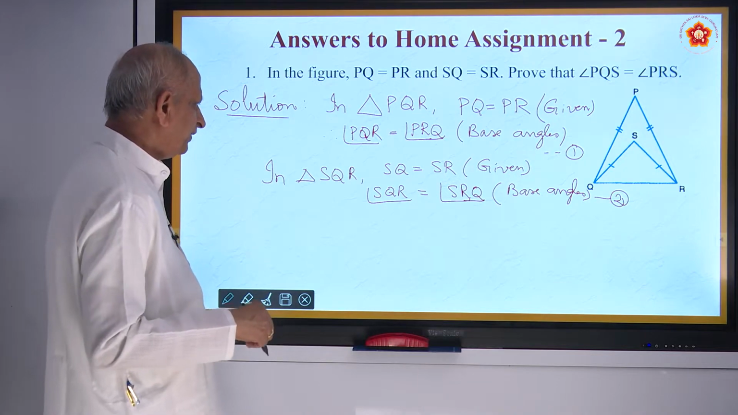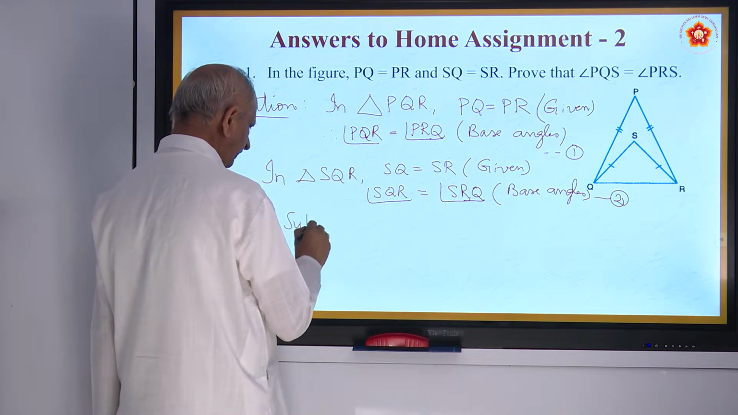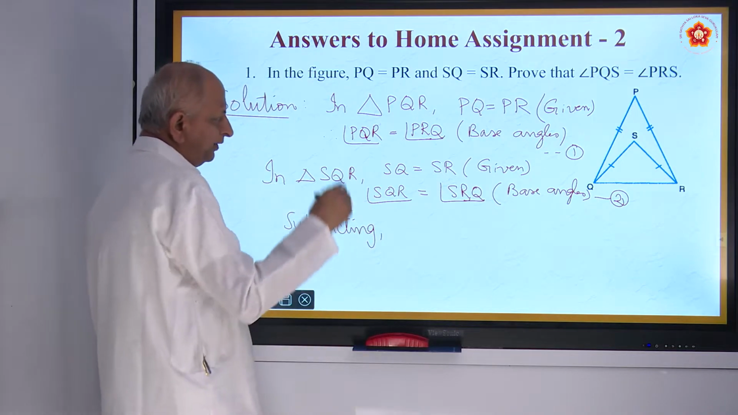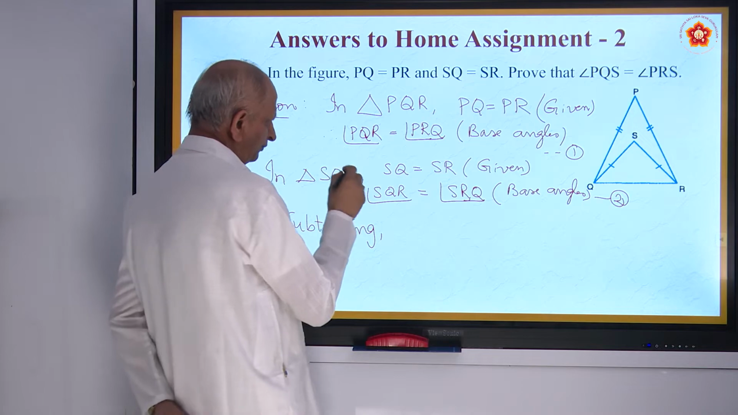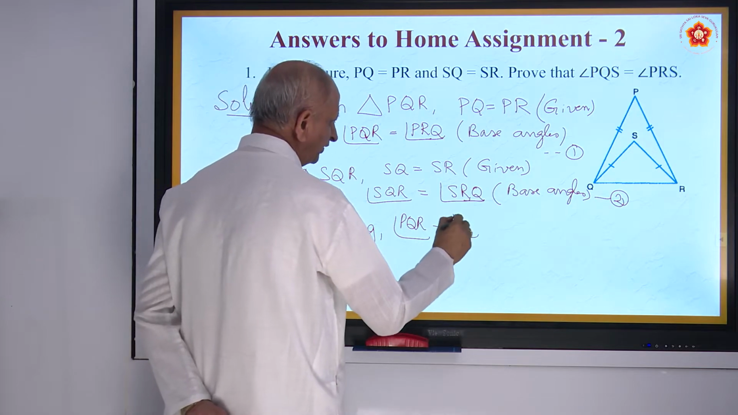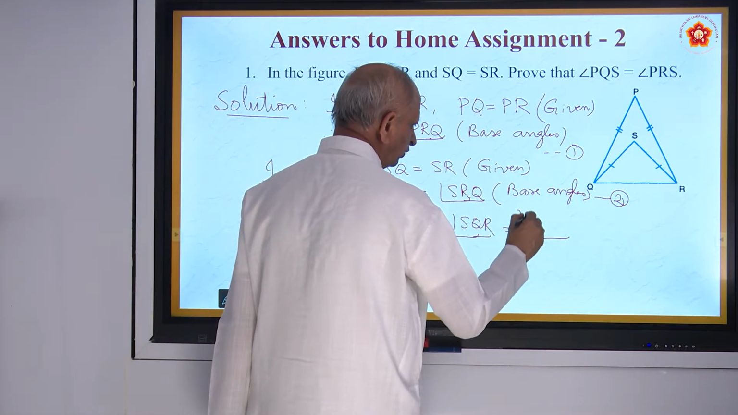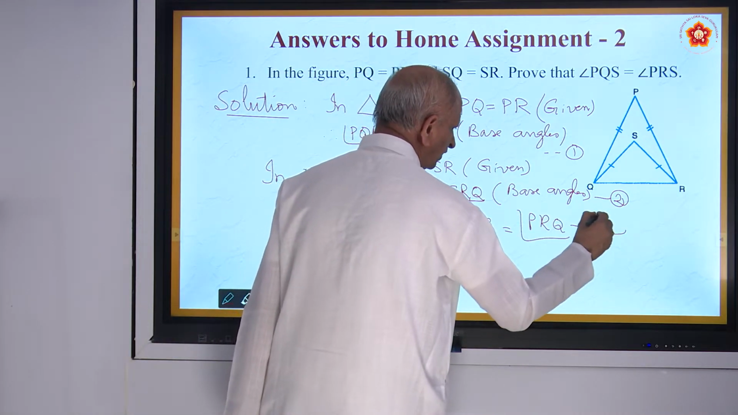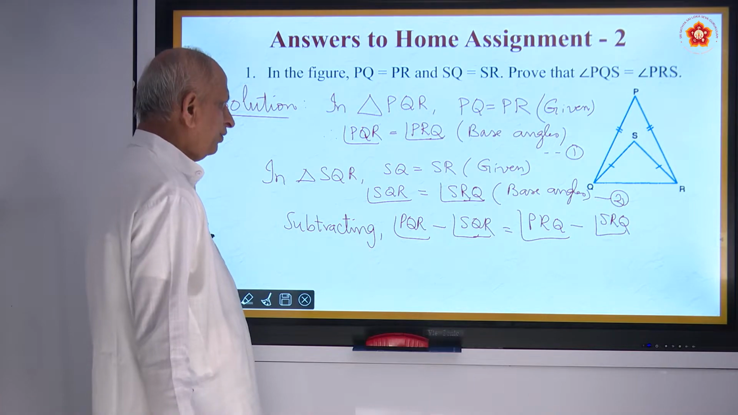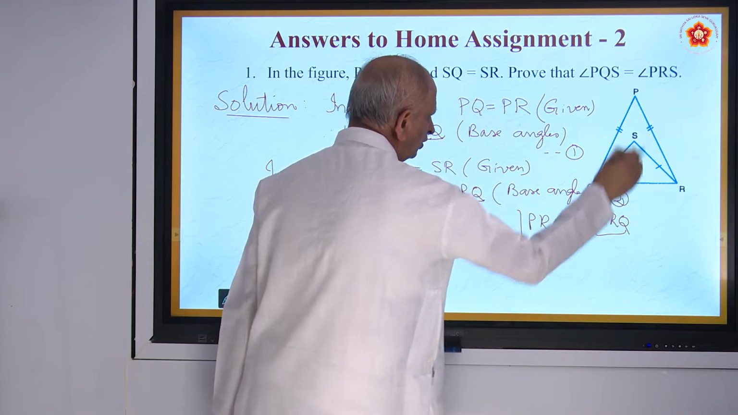Suppose you subtract this, subtract 1 from 2 or 2 from 1. So you have subtracting 2 from 1. So you have PQR minus SQR. In the right hand side you have PRQ minus SRQ. Okay. Now SRQ, yeah, SRQ. So what do you get now?